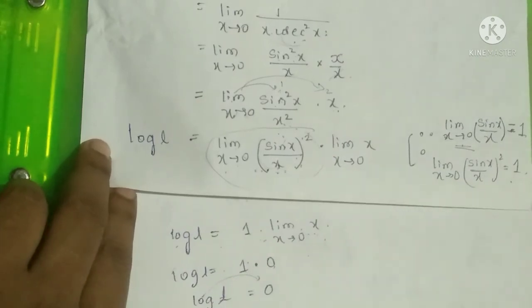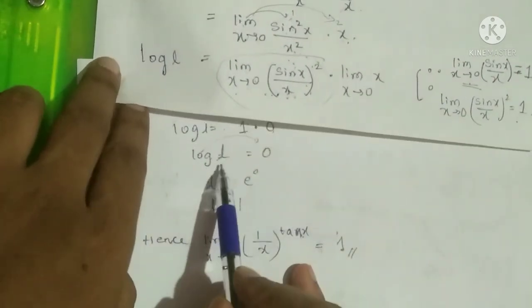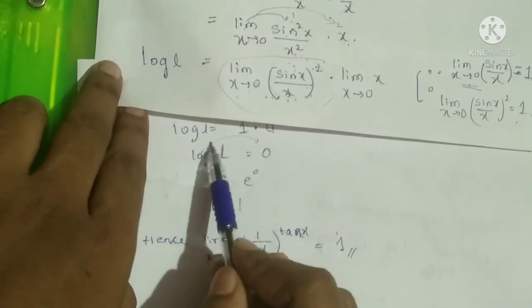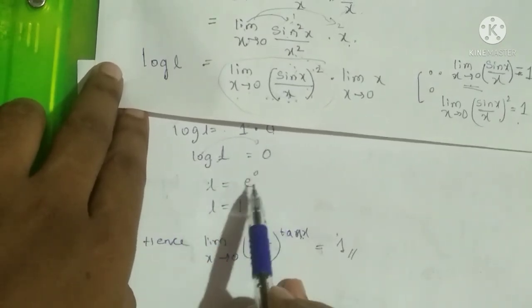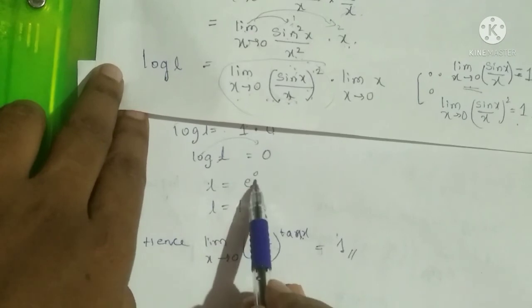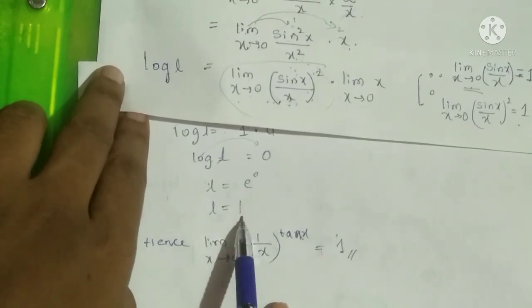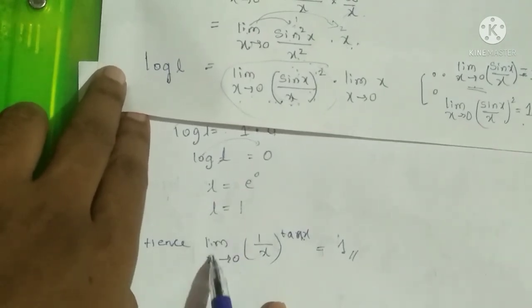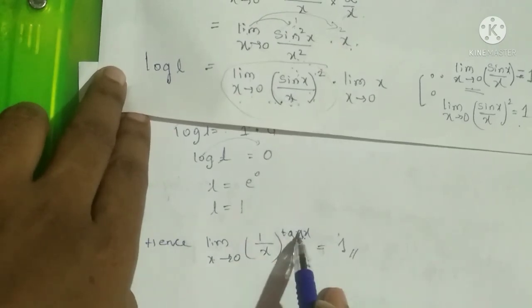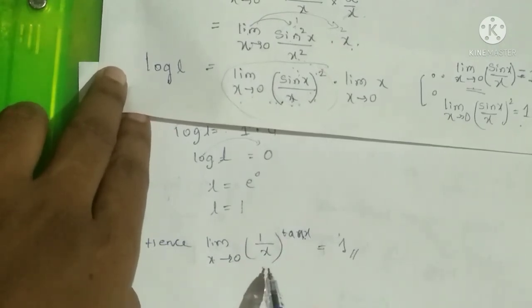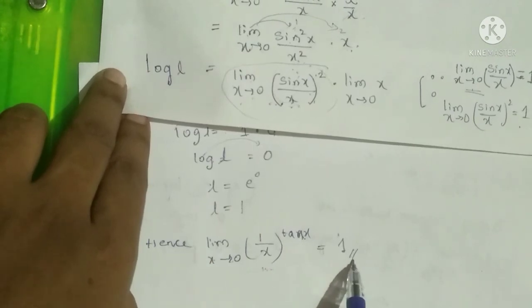Log L equals 0. So L equals e to the power of 0. When log gets shifted to the other side, it becomes exponential, e to the power of 0. Log is 1. L is equal to 1. So what we have taken L as, limit x tends to 0, (1 by x) to the power of tan x. This is your given function. Its value is 1. Hence the proof.